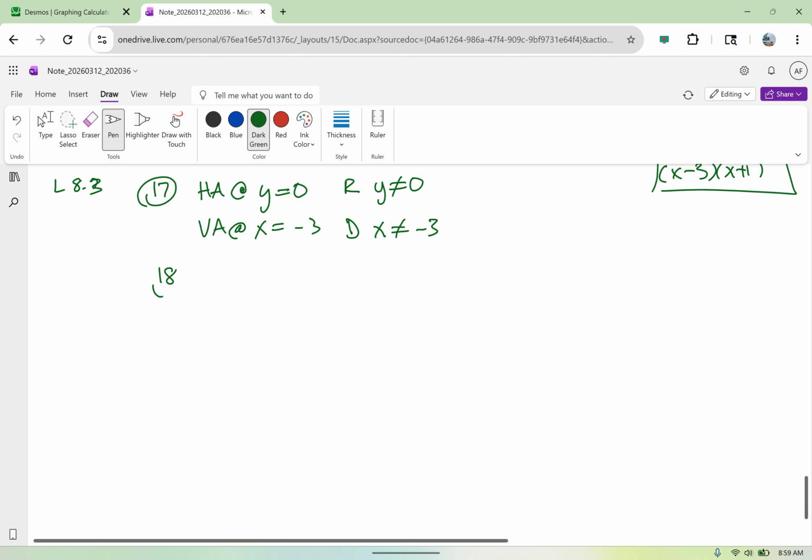And number 18, similarly looking at the graph, we have a horizontal asymptote at y equals 4, a vertical asymptote at x equals 6.